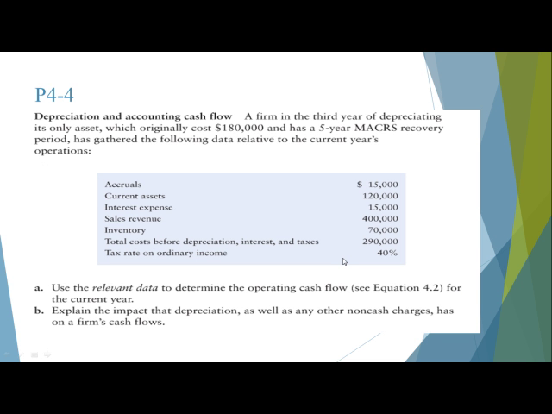Chapter 4, Problem number 4. In this example, we need to find out the operating cash flow. We are given the amount of the assets of the firm, 190,000, and we also know this asset is in the 3rd year of depreciation, and this asset has a 5-year life. Below in the table, we are given a bunch of numbers. Please note, we will not need the accruals numbers and some other balance sheet numbers such as the current assets, and even the interest expense from the income statement.